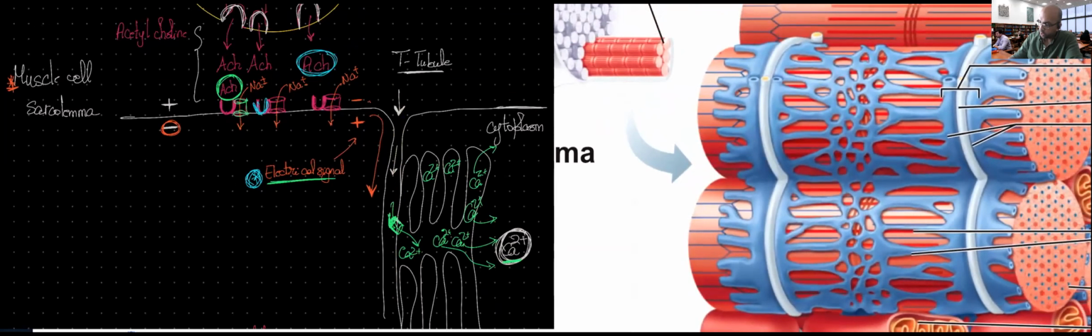See on here, those are my T tubules, and they are connected to those tubules of the sarcoplasmic reticulum. Remember, whenever I get a signal down to the T tubules, this will cause the excitation of the endoplasmic reticulum, causing it to release the calcium in the cytoplasm.